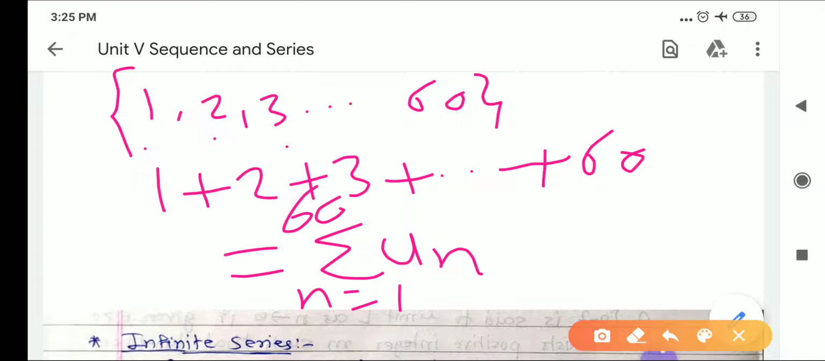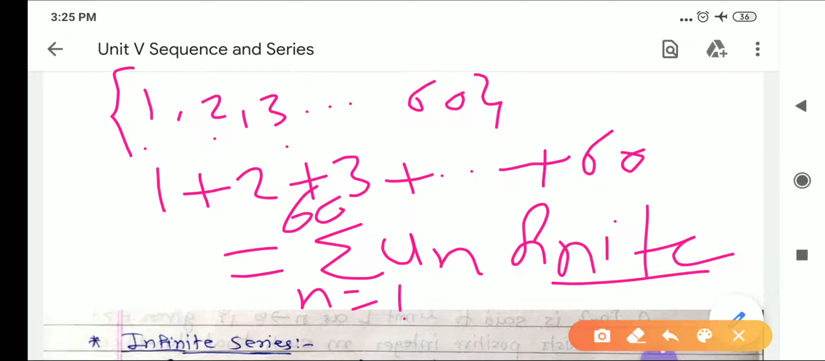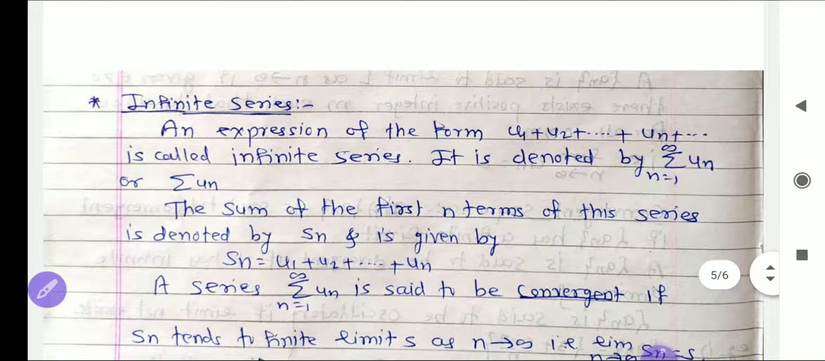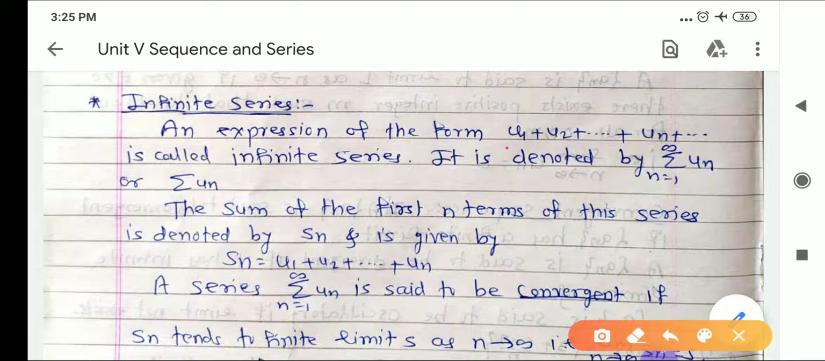So this series is called a finite series because n goes from 1 to 60. So our topic is infinite series. What do we mean by infinite series? An expression of the form u1 plus u2 plus and so on plus un plus and so on is called an infinite series. It means it starts from u1 and the upper end is not fixed. It is denoted by the series of un, n varies from 1 to infinity, or simply we can denote it this way also, series un. If n equal to 1 to infinity is not written, that is also fine. Then this is the infinite series.